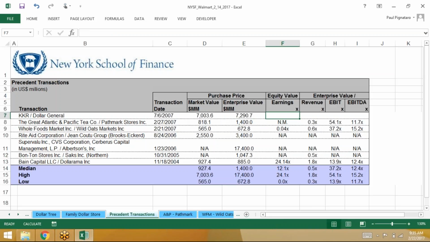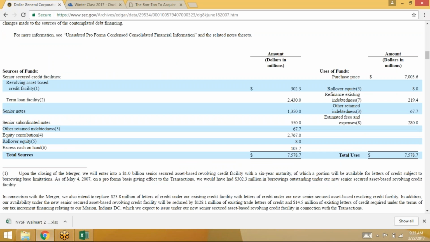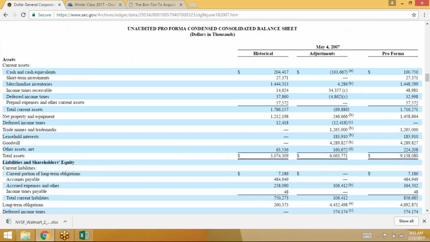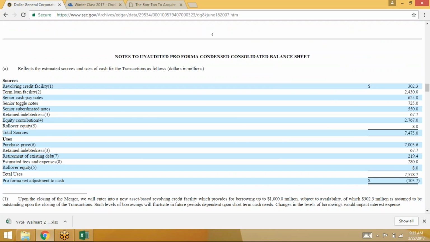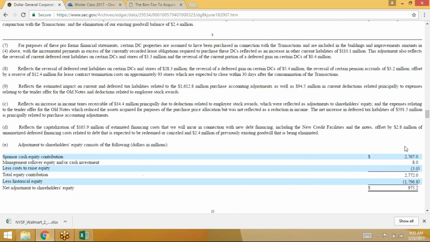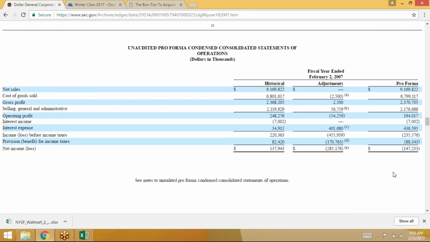Now we need to find the underlying data. We need earnings, revenue, EBIT, EBITDA, right? We've got to find their income statement. So hopefully the proxy will have it. It should. And if I scroll down, there it is. Sorry, that's the balance sheet. More balance sheet stuff. Here's the income statement.